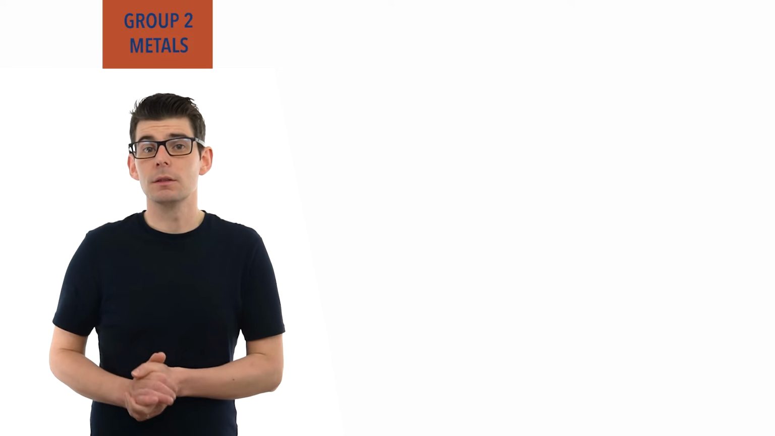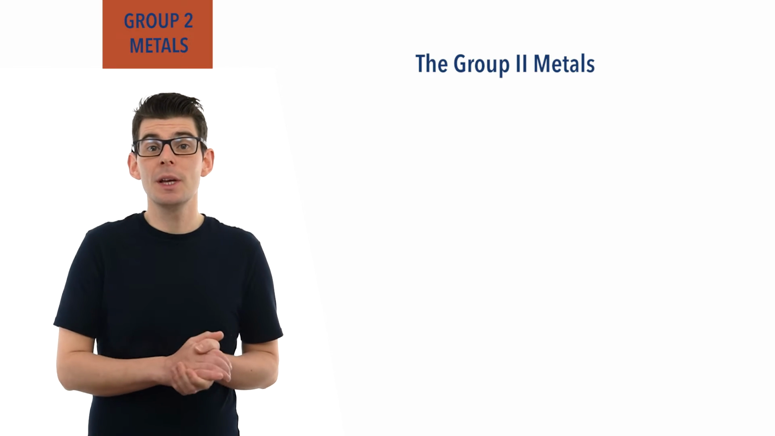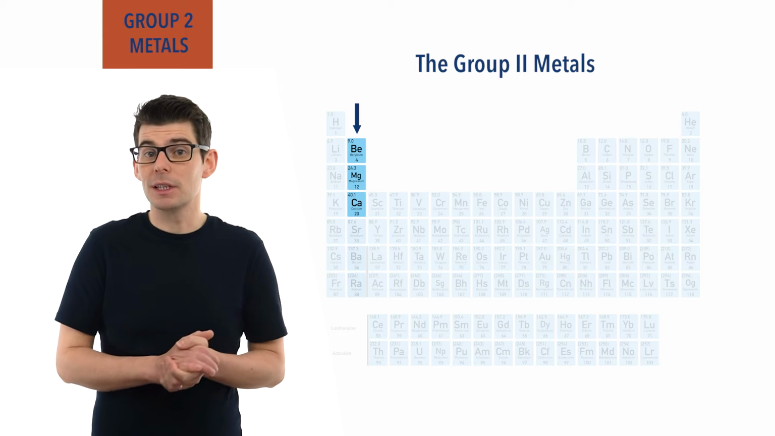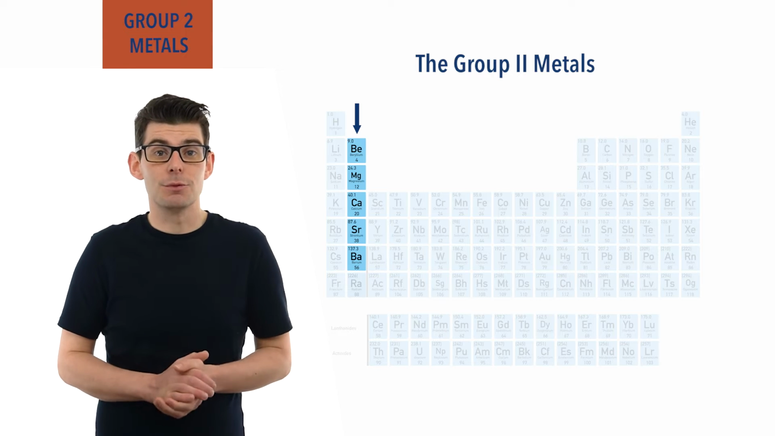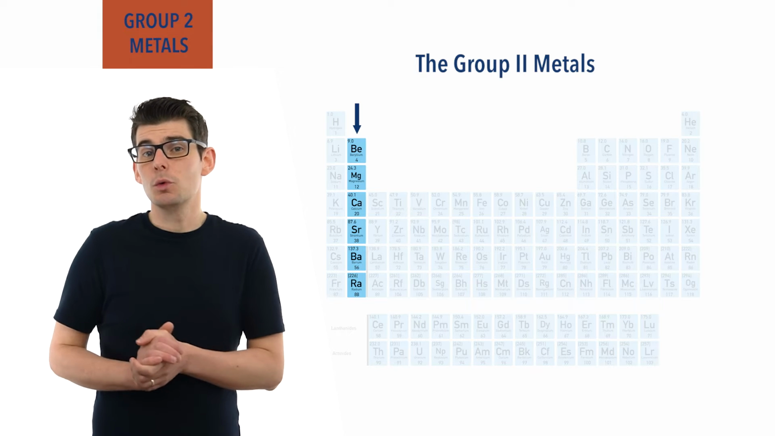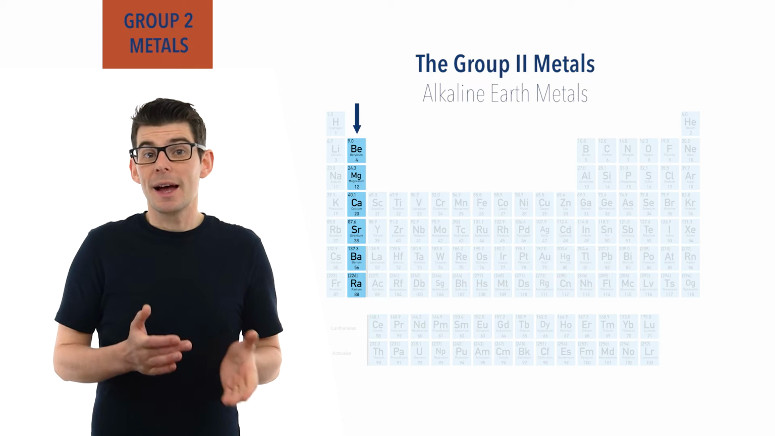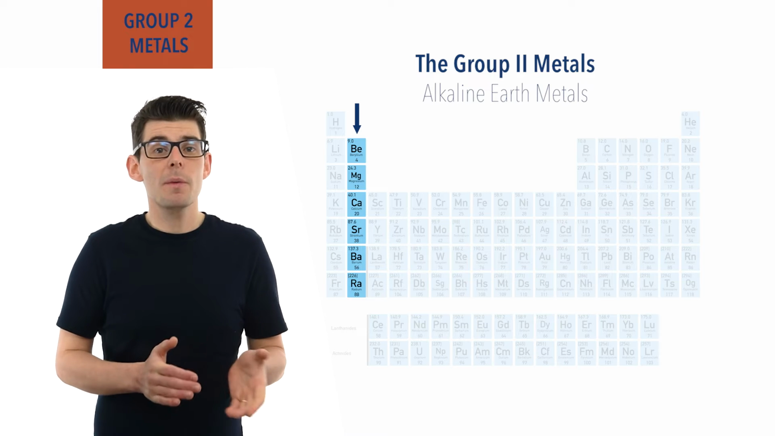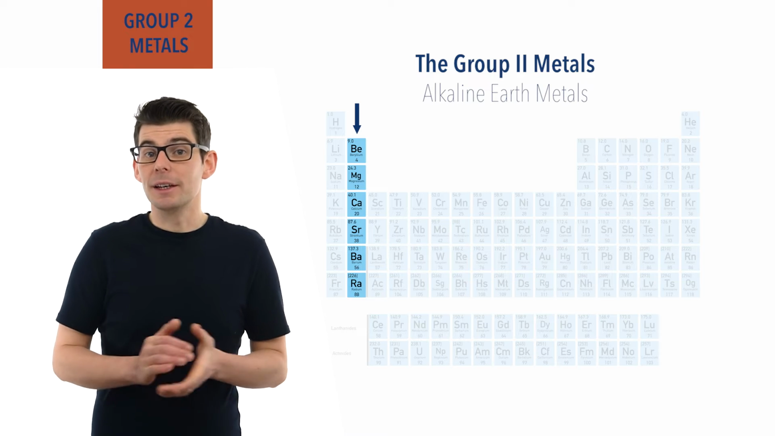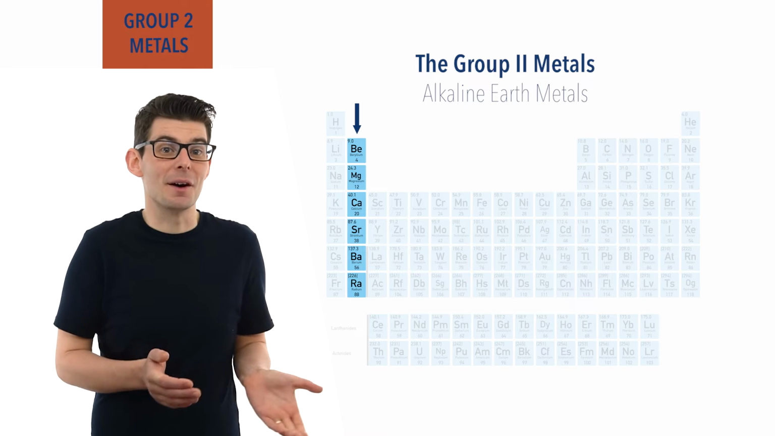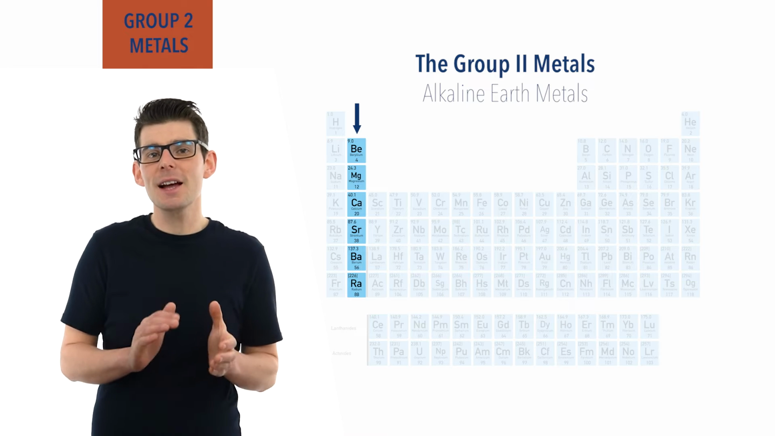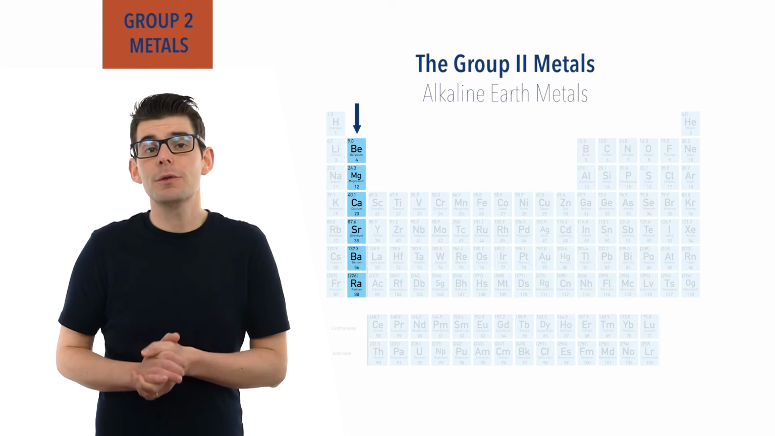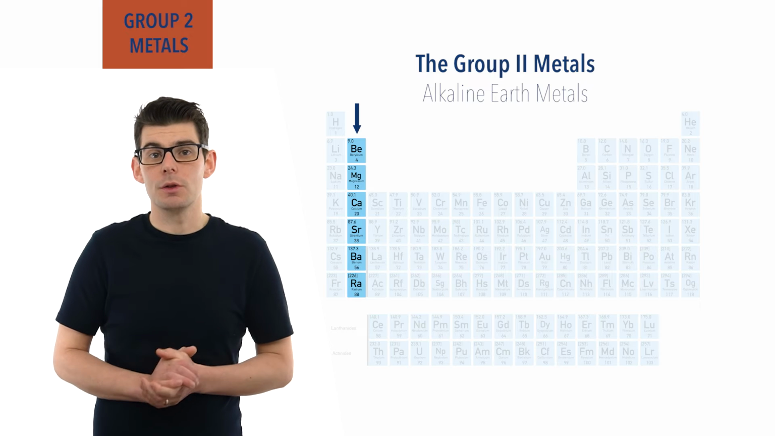The group 2 metals are the elements in group 2 in the periodic table and are beryllium, magnesium, calcium, strontium, barium and radium. They are also called the alkaline earth metals. Alkaline as their compounds tend to form alkaline solutions with a pH greater than 7, and metals because, well, they are metals. As they have only 2 electrons in their outermost shell, they commonly form ions with a 2+ charge.